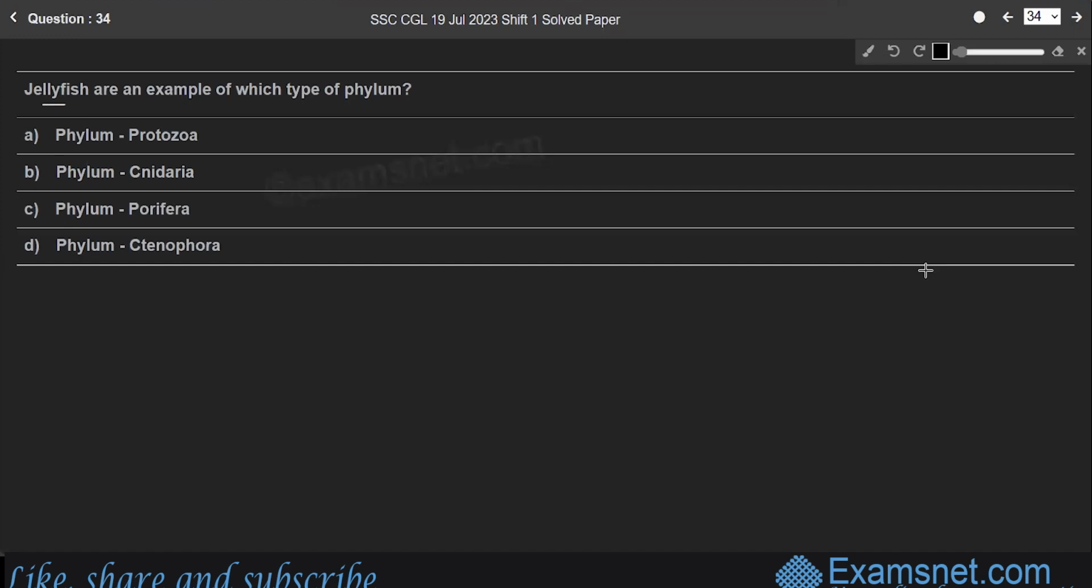Question 34. Jellyfish are an example of which type of phylum? Jellyfish are an example of phylum Cnidaria. Option B is the right answer. Animals in phylum Cnidaria are sac-like animals having a radially symmetrical body. They are invertebrates.